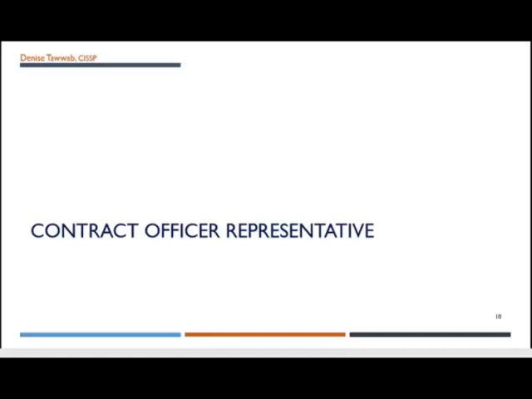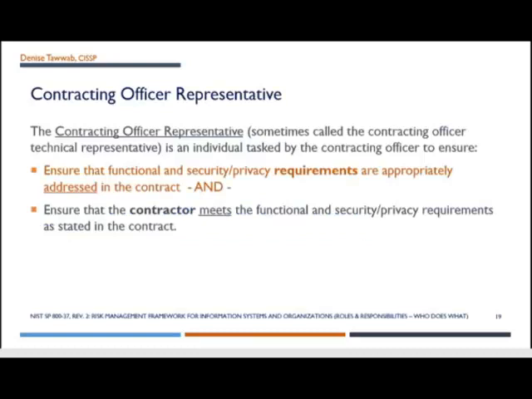All right, the next role is your contract officer representative. The contract officer representative, sometimes called the contracting officer technical representative, is an individual tasked by the contracting officer to ensure that functional and security privacy requirements are appropriately addressed in contracts, and to ensure that the contractor meets the functional and security privacy requirements as stated in the contract.